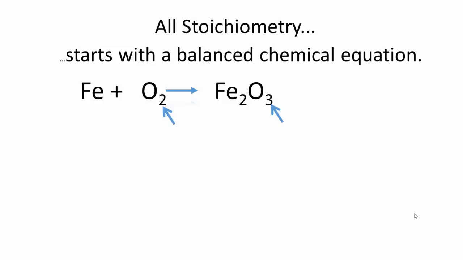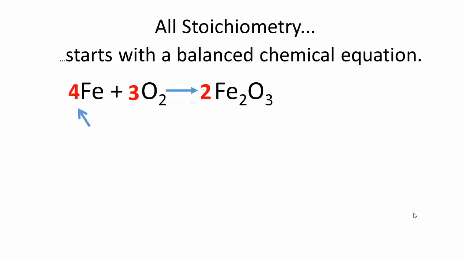2 and 3 both go into 6, and so we can put a coefficient of 3 in front of the oxygen on the reactant side and a 2 in front of the iron 3 oxide on the product side, and that gives us 4 iron on the product side, so we can fix that by putting a coefficient of 4 on the reactant side, and now we have our balanced chemical equation.